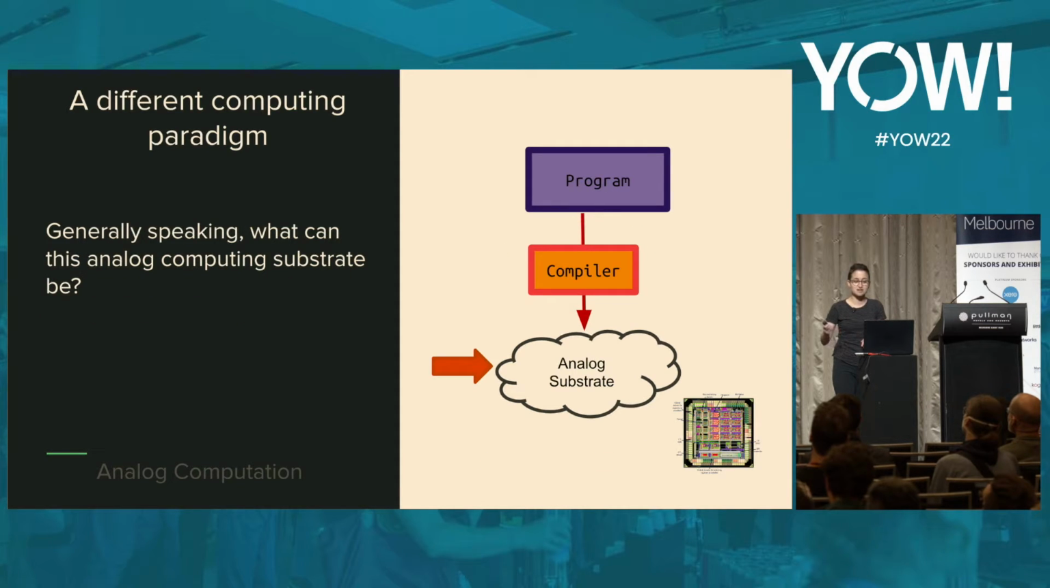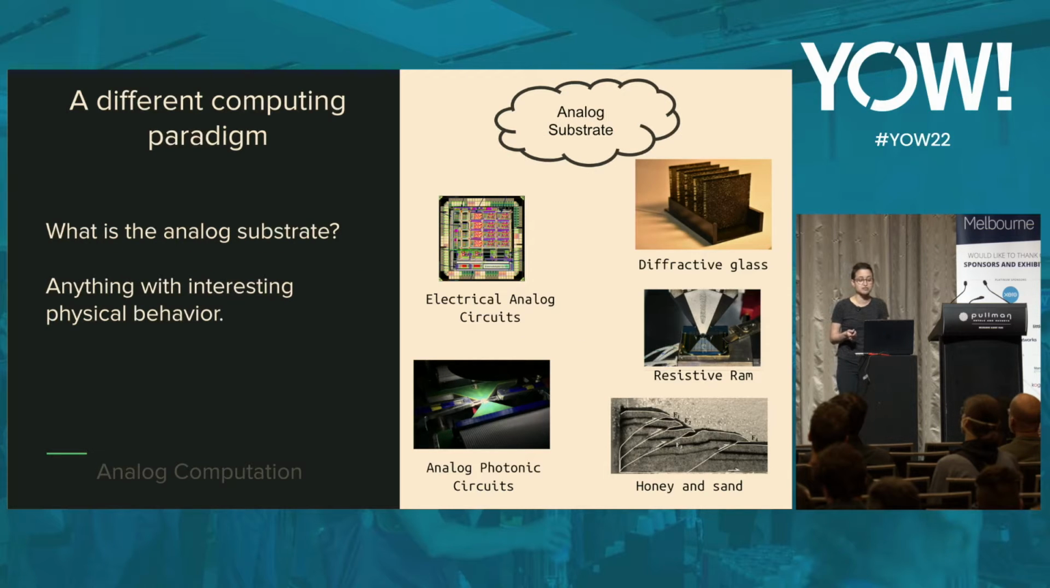Now, you might ask, what do I mean when I say an analog computing substrate, right? What can this analog computing substrate be? And the answer is it could really be anything with interesting physical behavior. Here are some examples of different analog computing platforms that researchers have written about. On one hand, you have analog computing platforms that use analog circuits, and on the more extreme end, you have analog computing platforms that use honey and sand or plates of glass.